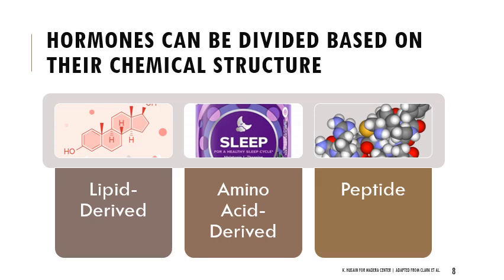So when we're thinking about hormones and how to divide them, I mentioned it's kind of tricky to divide them based on function, but one quick and easy way to divide them is based on their chemical structure. And that's useful because it tells us a little bit about how they travel through our body and how they bind to and have an effect on cells. So we have lipid-derived hormones, amino acid-derived hormones, and peptide-derived hormones.